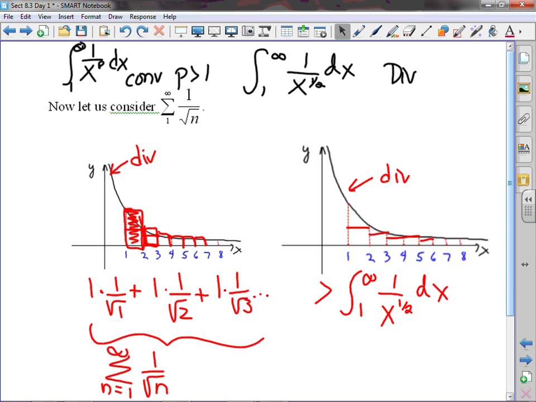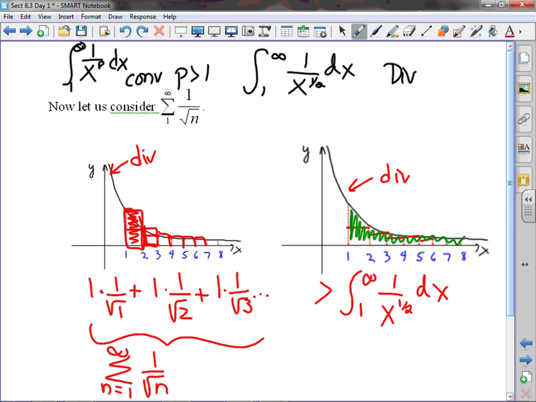That's not an issue. But this, what's an integral? It's the area under the curve, isn't it? So if I do the area under this curve, it's all of this, right? And I know if I add that up, it's divergent.